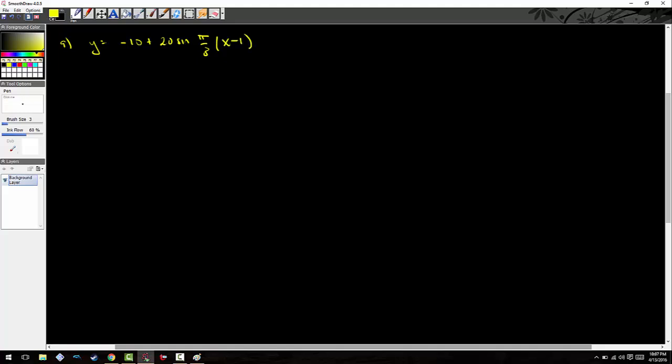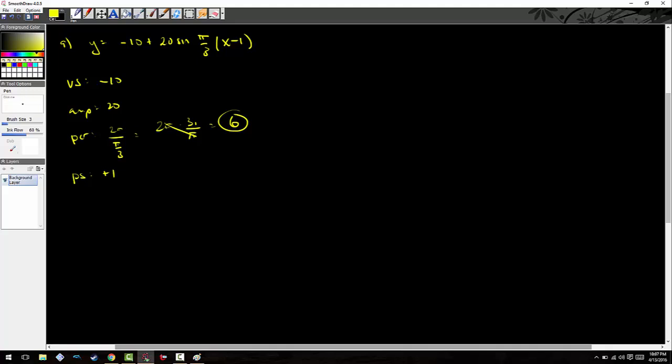Okay, so a couple things to identify first. The vertical shift is -10. The amplitude is 20. I'm also right side up because the number in front of the amplitude is positive. My period is going to be 2 pi divided by pi over 3, which is 2 pi times 3 over pi. Those are going to knock out, giving me 6. So my new period is 6. And my phase shift is +1.